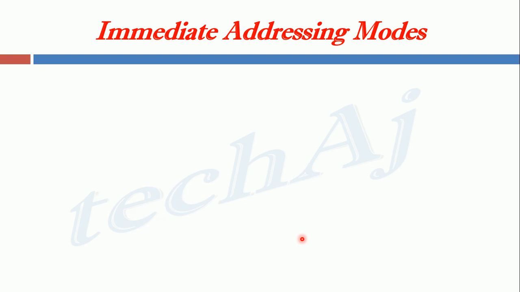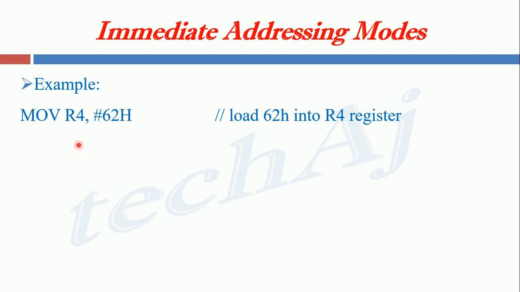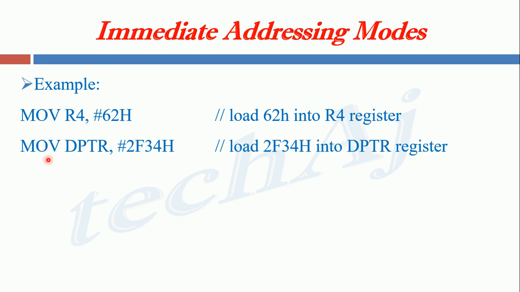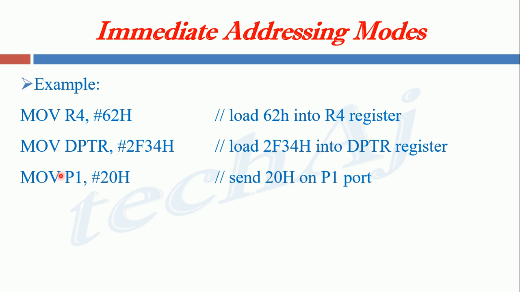Similarly, we can have a few more examples of immediate addressing mode as MOV R4, #62H. After execution of this instruction, the immediate value 62H is loaded into the R4 register. MOV DPTR, #2F34H. Now here DPTR is a 16-bit register, so we are moving a 16-bit value into the DPTR register. MOV P1, #20H. So this instruction will send immediate value 20H on a port register P1.